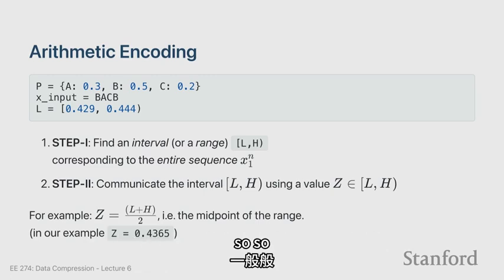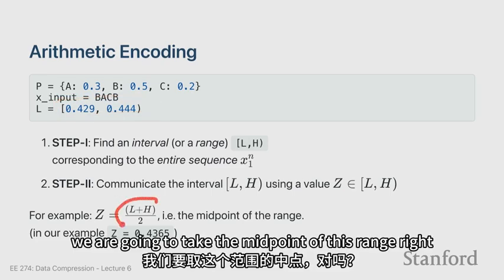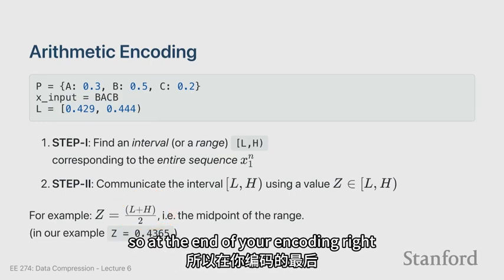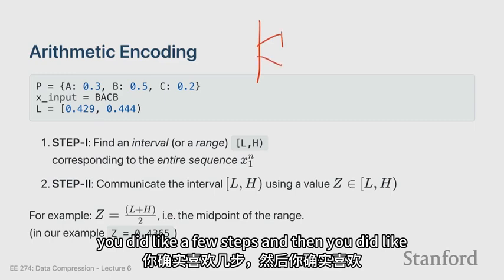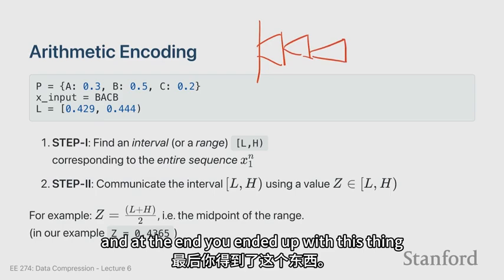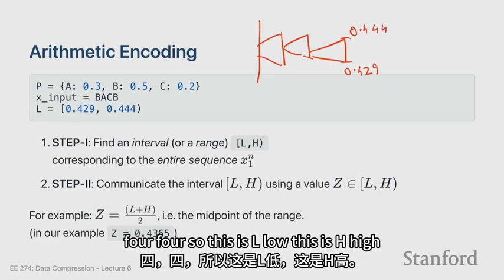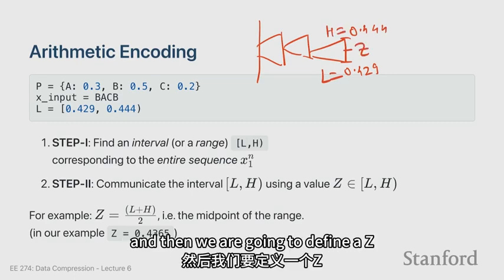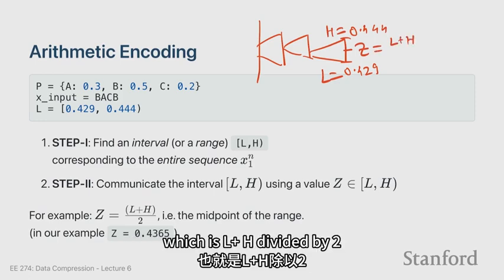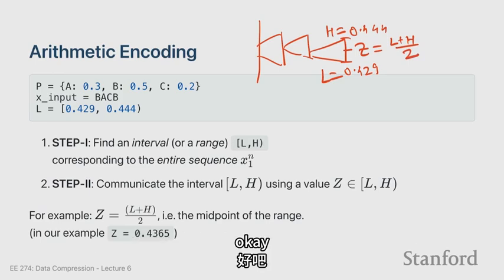So in this particular example, your interval was 0.429 to 0.444. What we are going to do is take the midpoint of this range. At the end of your encoding, you did a few steps, kept on expanding, and ended up with this, 0.429 to 0.444. So this is L, low, this is H, high, and then we are going to define a Z, which is (L plus H) divided by 2. So it's the midpoint of the interval, and that is what we are going to communicate.